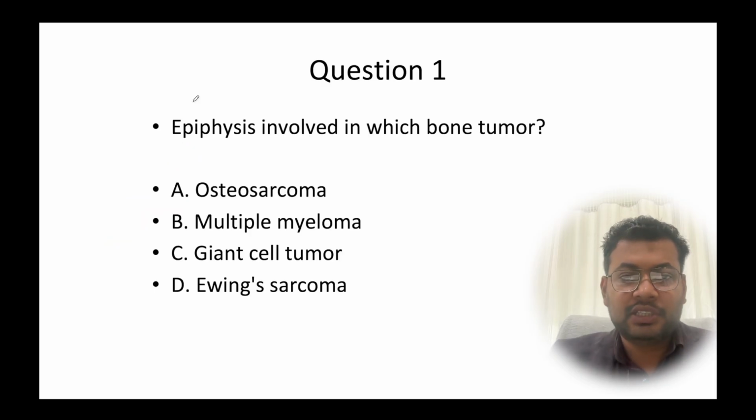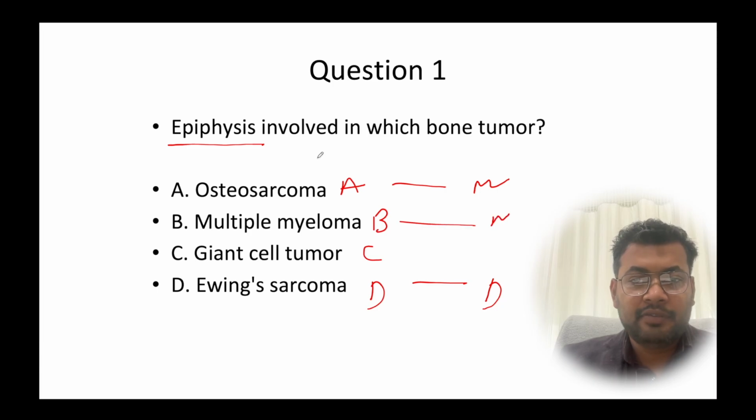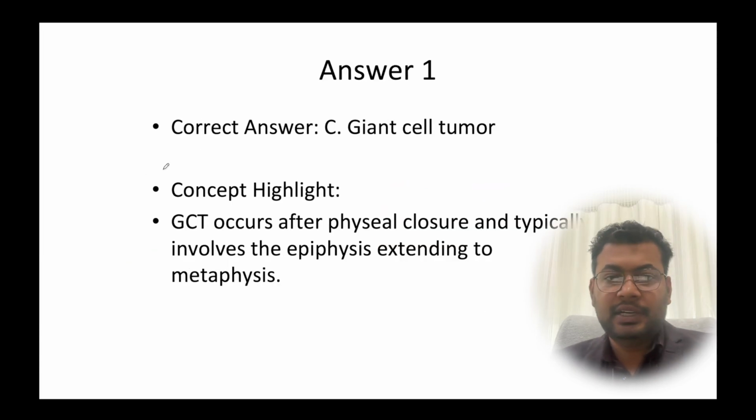So our first question is, epiphysis is involved in which bone tumor? A. Osteosarcoma, B. Multiple myeloma, C. Giant cell tumor, D. Ewing sarcoma. Osteosarcoma is metaphyseal, Ewing sarcoma is diaphyseal, multiple myeloma is metadiaphyseal. So the giant cell tumor is epiphyseal. So the answer is C. Giant cell tumor.